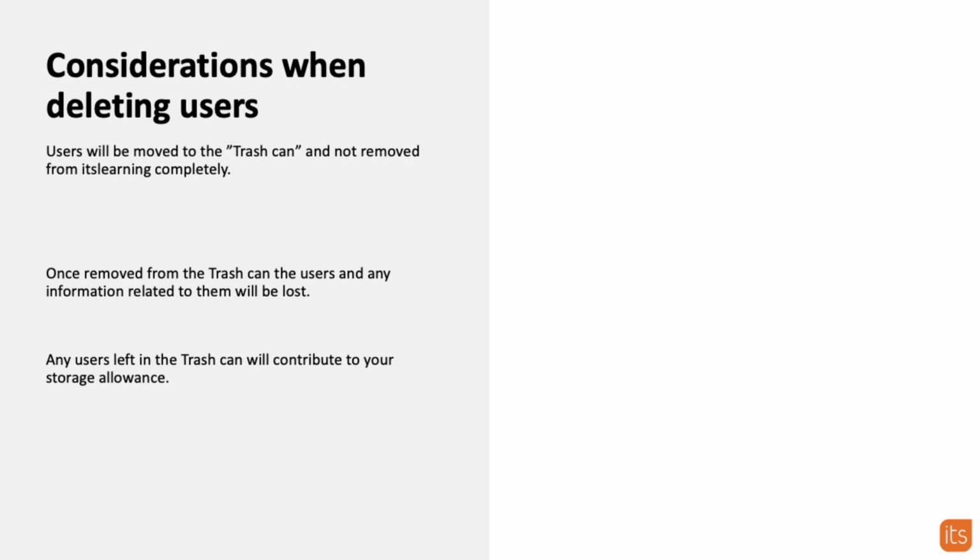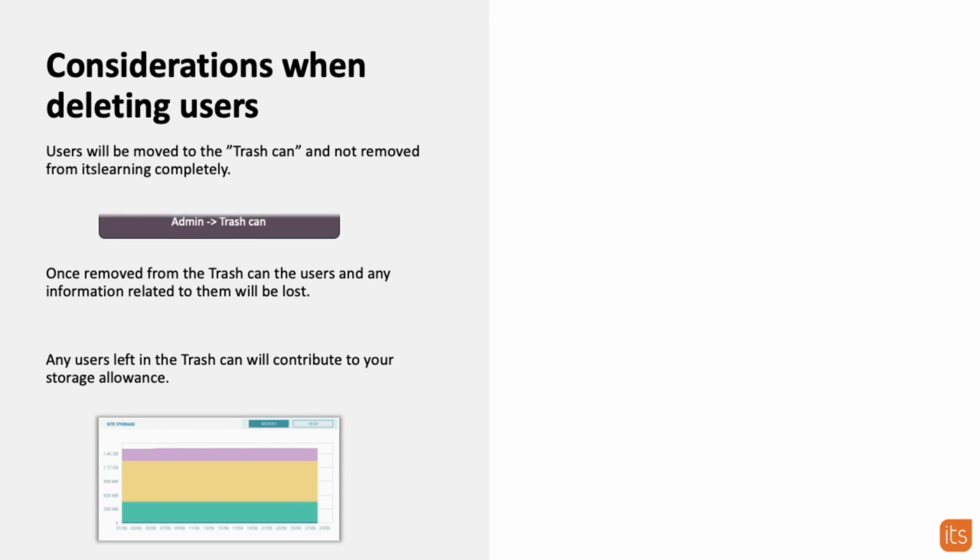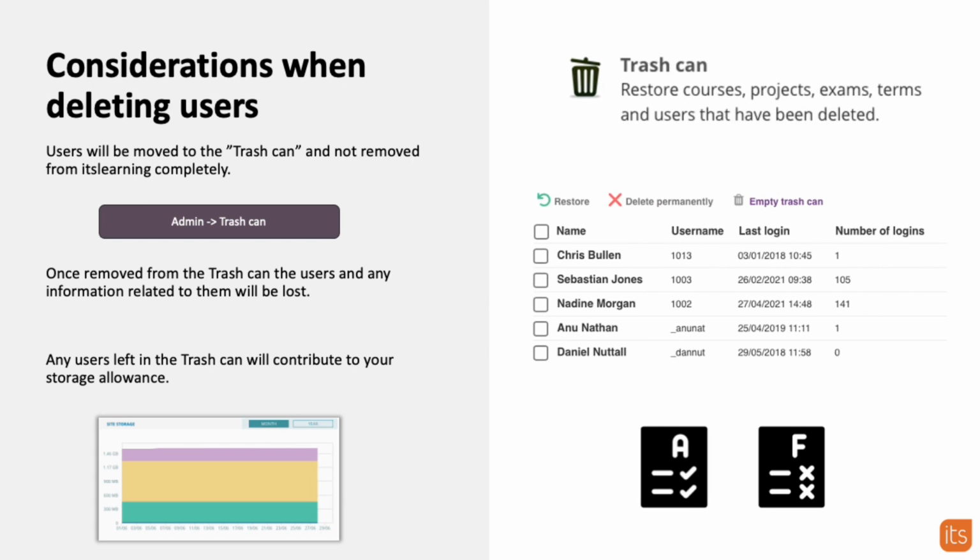So, considerations when deleting users. Users will be moved to the trash can and not removed from the learning platform completely. Okay, so the trash can, you can see a button, a logo of it there at the top right hand side. And this means that we can get those users back at any time. Okay, so they're going to sit there until we delete them properly. We can get to that trash can by clicking on admin on the top menu bar and selecting trash can. Okay, so when we delete them from the hierarchy, they go into the trash can. We need to delete them from there again for them to be completely deleted.